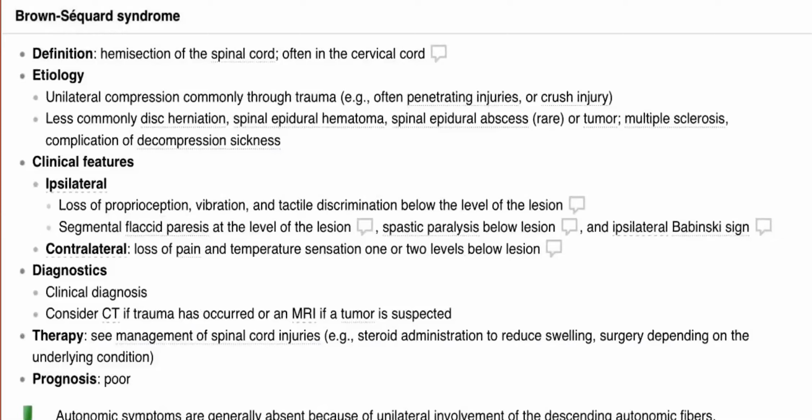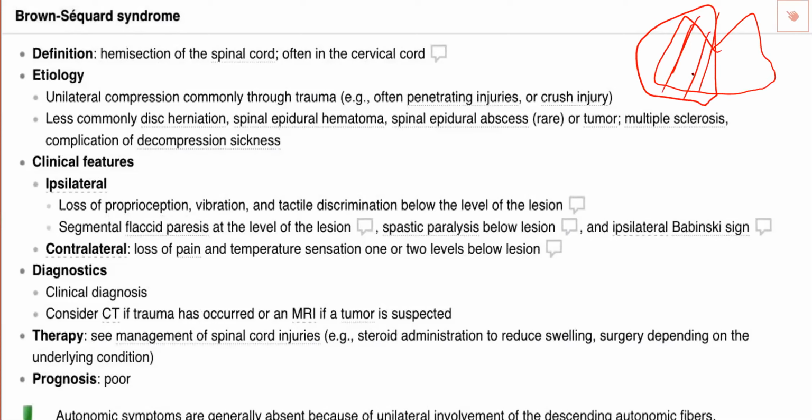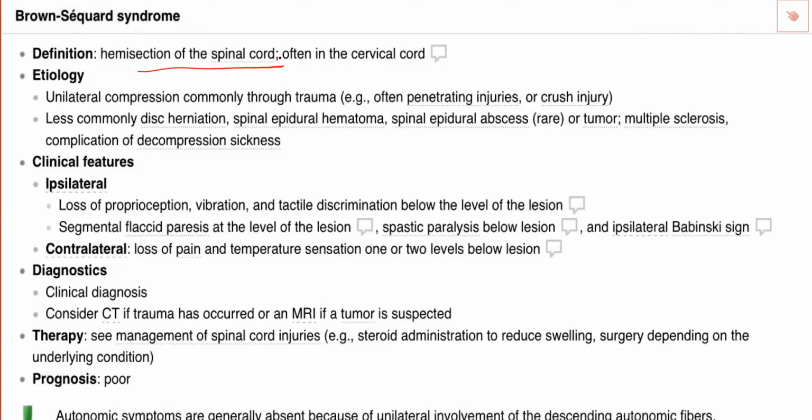Hemisection of the spinal cord. Okay, if we have hemisection of the spinal cord like this, this syndrome is called Brown-Séquard syndrome. Brown-Séquard syndrome is hemisection of the spinal cord, especially the cervical region, due to penetrating trauma, like a knife or crash injury.